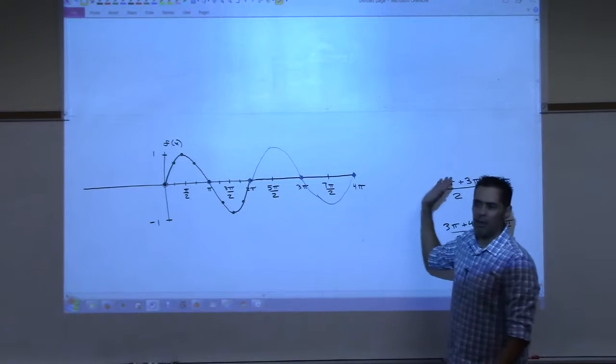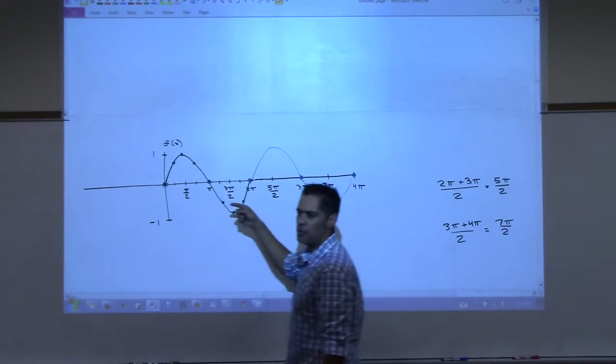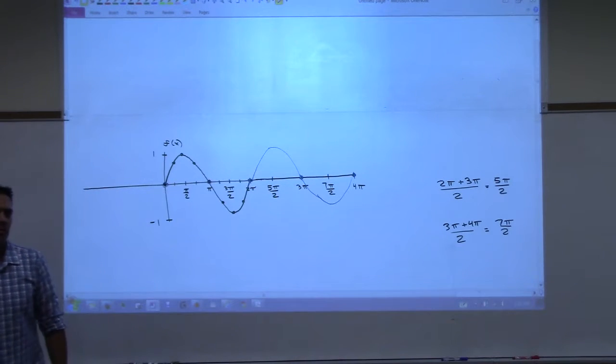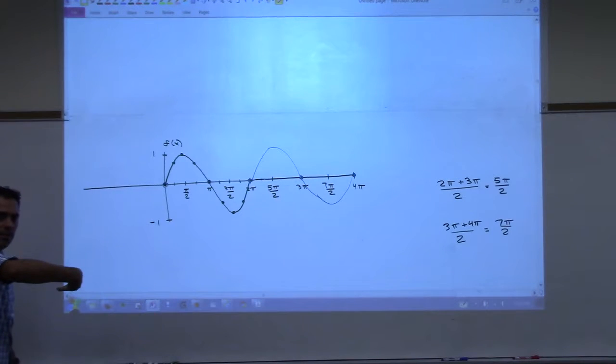And then I could keep going, right? And I would have another one, it'd go forever. And then what about in the negative direction? Can we have negative angles? Positive angles go this way, negative angles go the other way. So we can have negative angles.